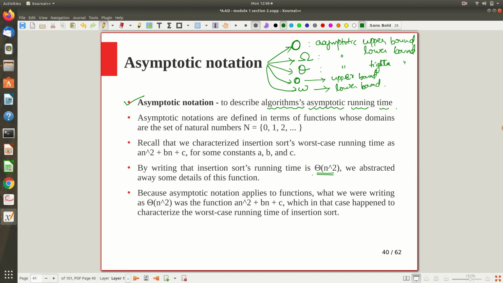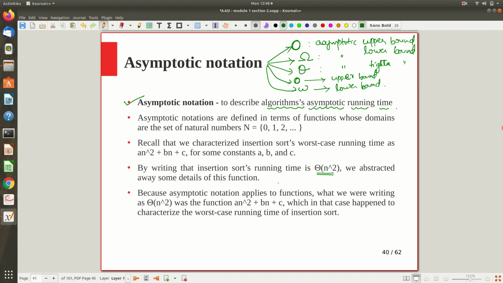Because asymptotic notation applies to functions, what we were writing as theta of n square can be expressed as a function like a n square plus b n plus c, and from this only we got it. I just want to tell you that asymptotic notations are basically applied to functions. Just like you apply to any function of n, you can apply here also. Here it will be n square or maybe some bigger term also. So we will see that. In that case it happens to characterize the worst case running time of insertion sort. So this is going to give you the worst case running time. So hope it is clear.